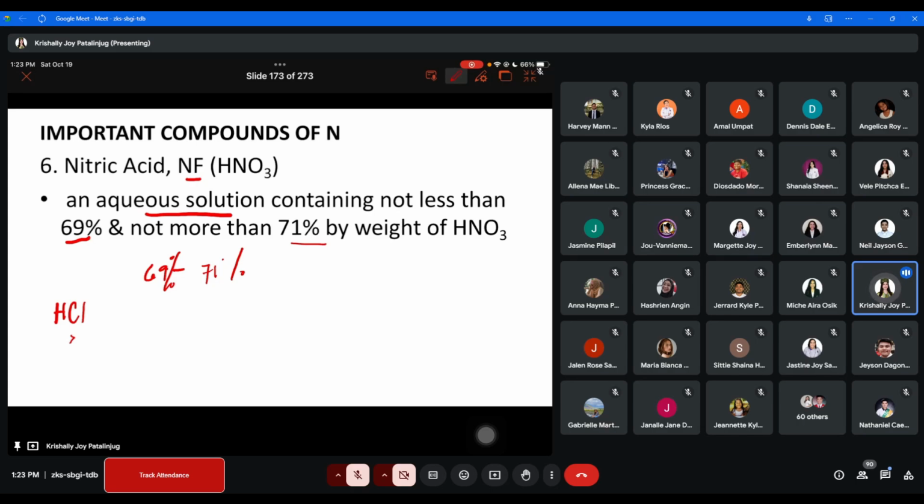Si hydrochloric acid naman yung standard niya na concentration in aqueous solution. It should be 36 or 36.5 to 38%. Okay, may range ang standard na concentration nila in aqueous solution. Okay, another is yung boric acid. Ang boric acid naman is 2% to 4%. Yung phosphoric acid, it's 85%. Okay? Kindly take note of that. Again, these are standard na concentration of these acids in aqueous solution.